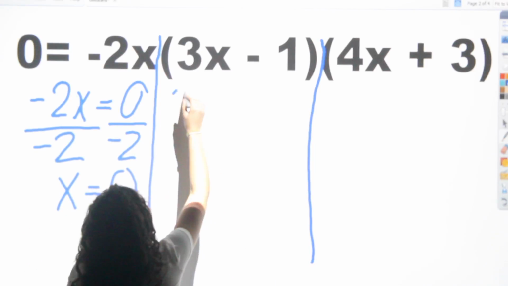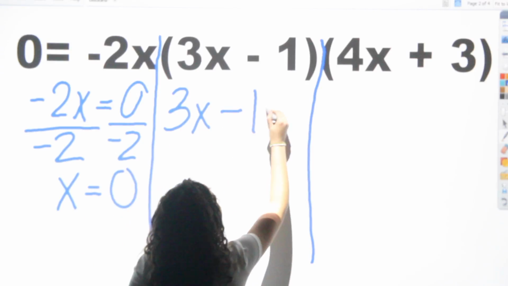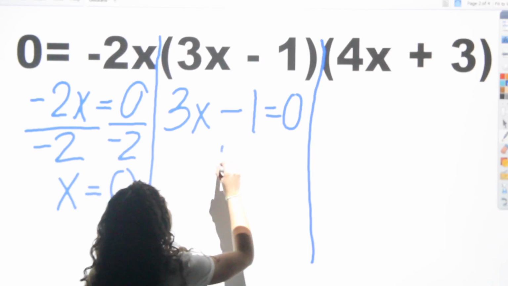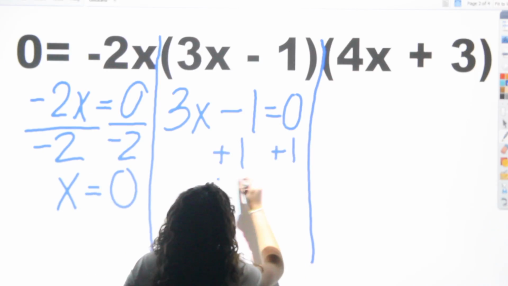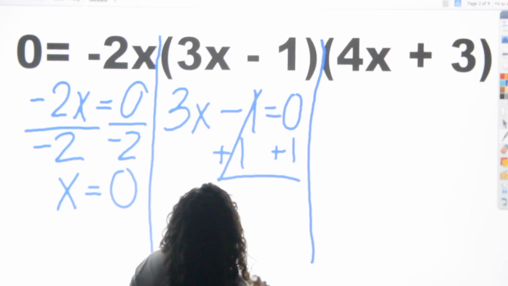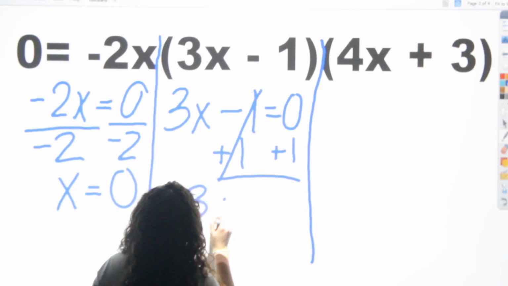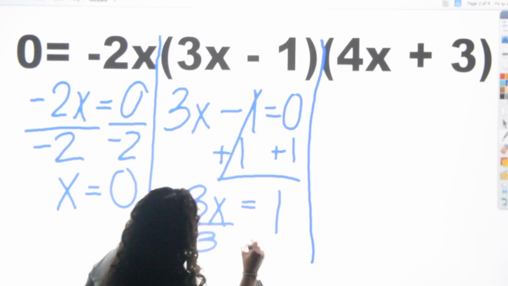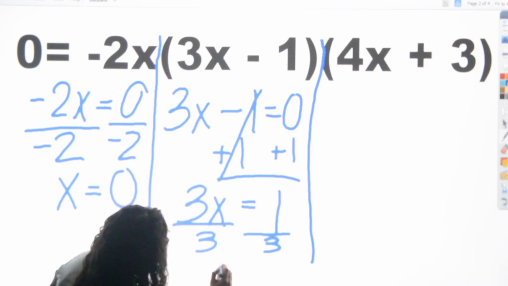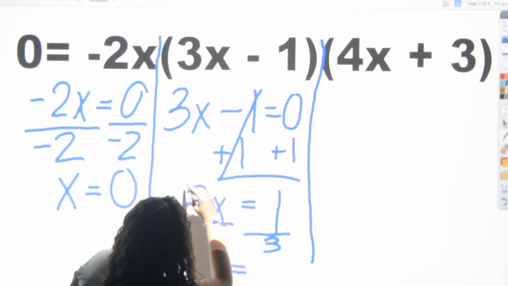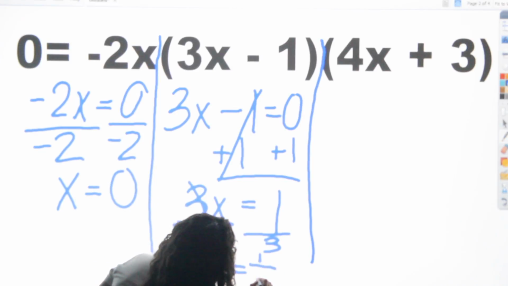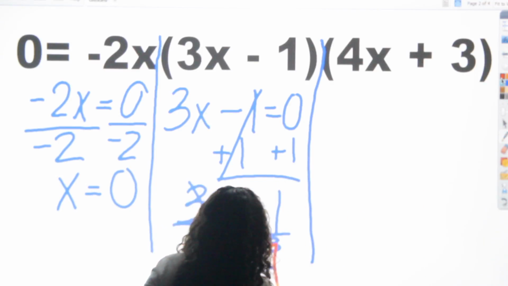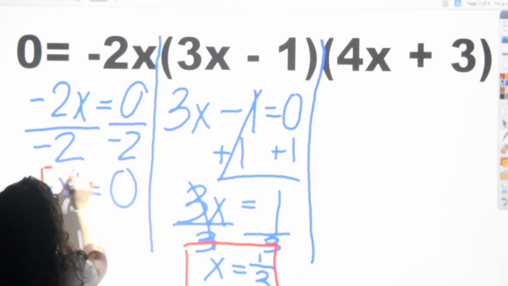So 3x minus 1 equals 0. We're going to add 1 on both sides. So plus 1, plus 1. This cancels out, and so it's 3x equals 1. Now you're going to divide by 3, and you're going to get x equals 1 over 3. And here is your second solution.